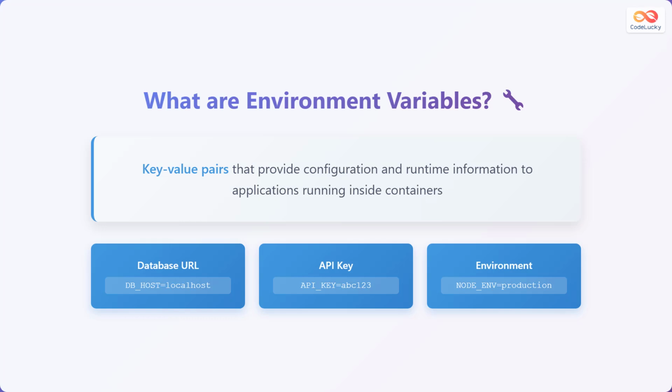For example, you might have a database uniform resource locator, or URL, which could be DB_HOST=localhost. Or an API key such as API_KEY=ABC123. Or maybe you want to specify the environment like NODE_ENV=production.